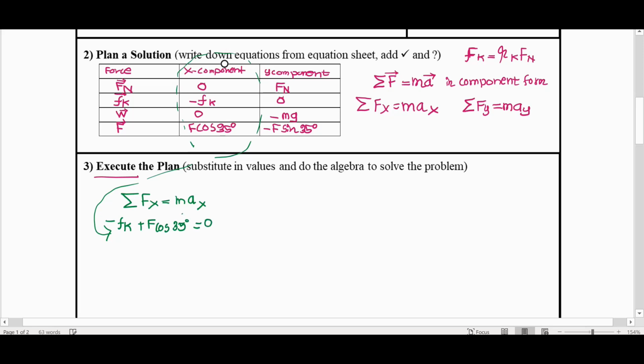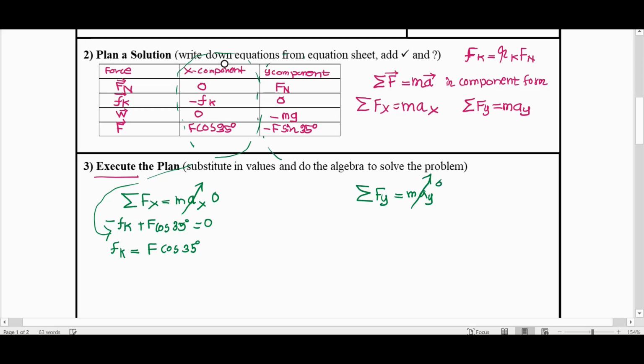But now the crate is moving at a constant velocity, which means acceleration in x direction is 0. And kinetic friction is equal to F cosine 35. You just have to rearrange the equation. And now I'm going to use Newton's second law in y direction. Net force in y direction is equal to mass times acceleration in y direction.